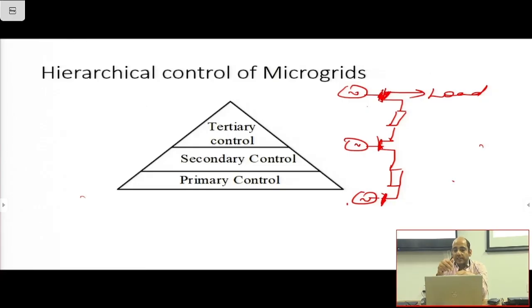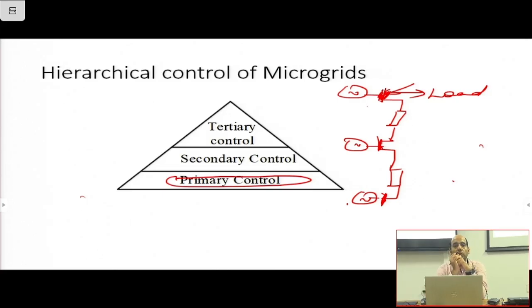Why? Because let's say there is one load. Let's say suddenly a second load comes up. Suddenly let's say a third load comes up. Like this if it happens, and let's say all the loads are coming at the same point here only. What happens? They will overload the first source while the others would be underutilized. So that is not something we want, and that is why the primary control comes into the picture.